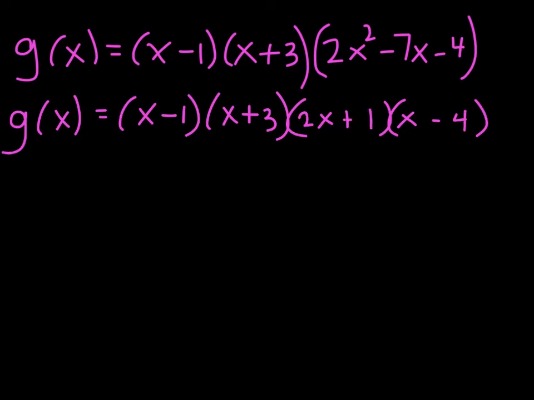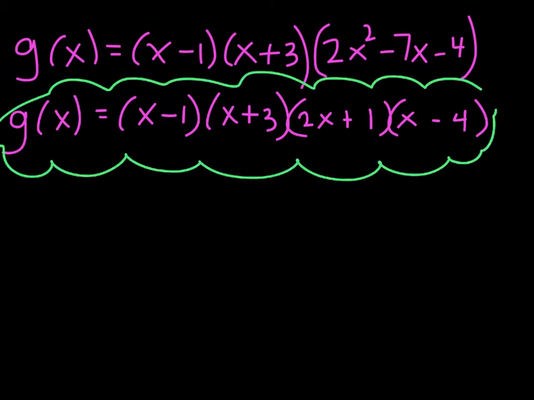Now since this function, which was a quartic, wasn't it a quartic polynomial function? It has now been fully factored. Can you tell me what your zeros are? Well, sure you can. You would set each factor equal to 0 and solve.